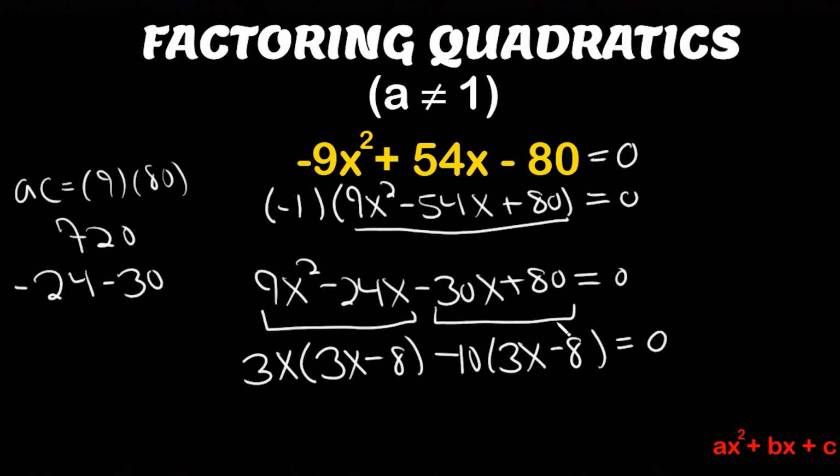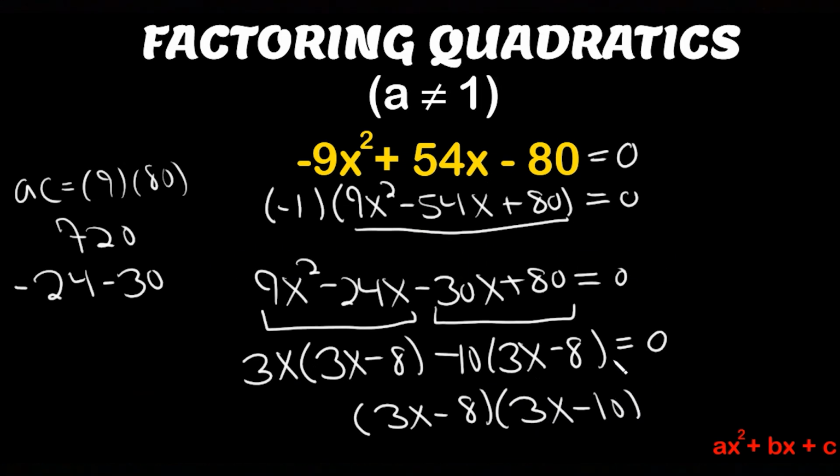So again, did we do it correct? Well, we did, because our common factor is the same, 3x minus 8. So we're going to write our final answer, common factor, 3x minus 8. Again, you only write it 1 time. Then you write your outside values together, 3x minus 10. So I'm going to write 3x minus 10.